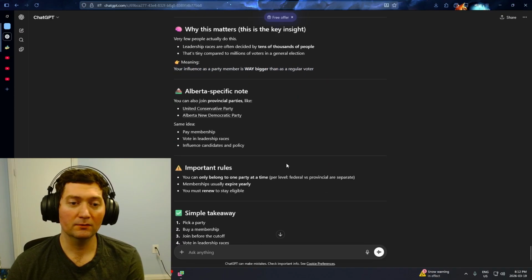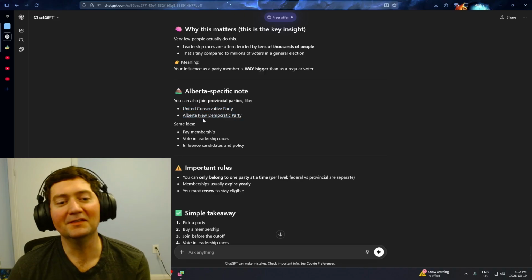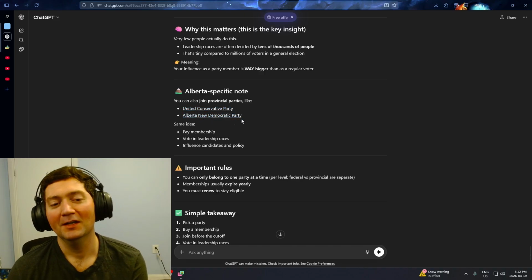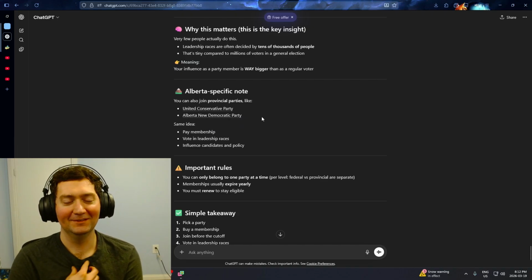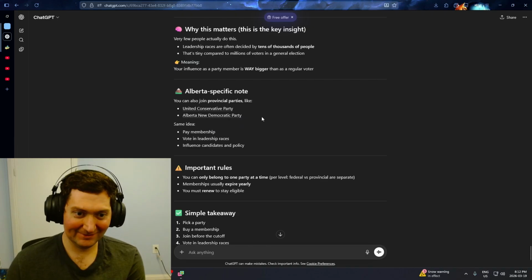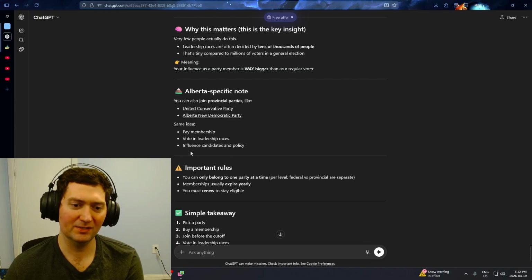Okay, okay. Alberta specific notes. You can also join provincial parties like the United Conservative Party, Alberta New Democratic Party. Liberals not even there. Yeah, Alberta definitely leans conservative. Same idea, pay membership, vote in leadership races, influence.